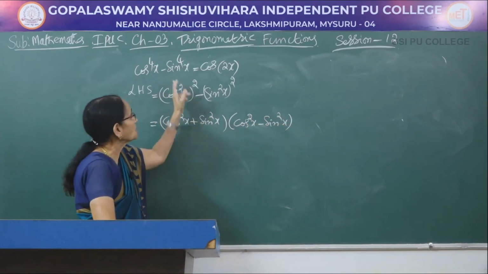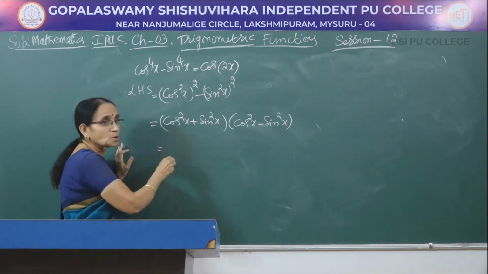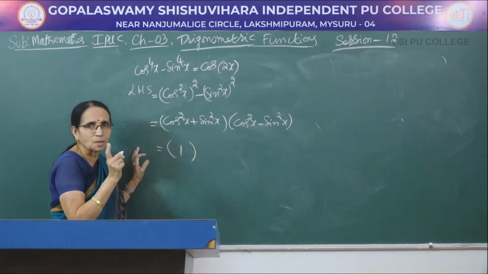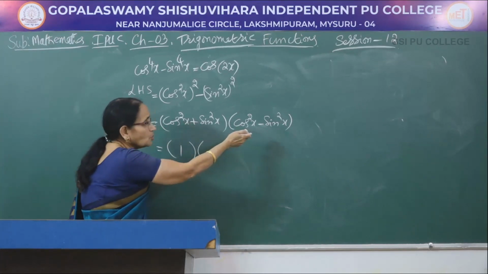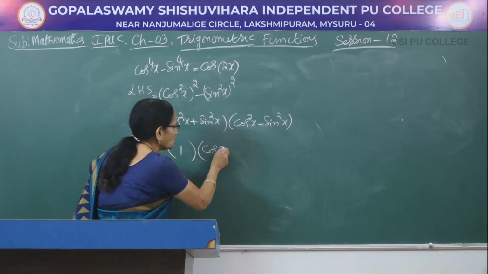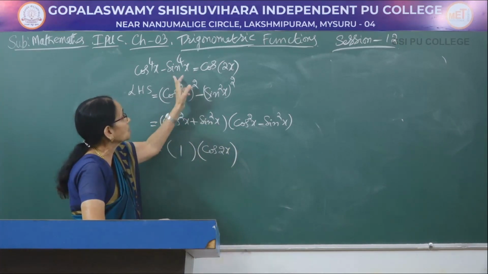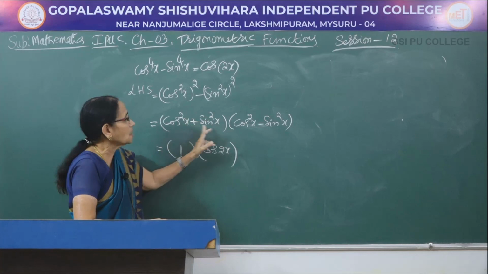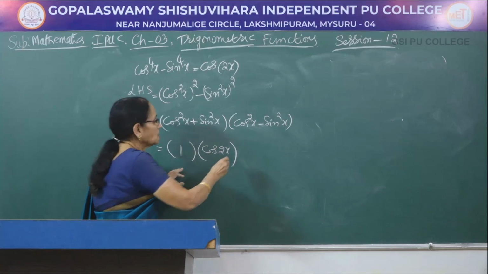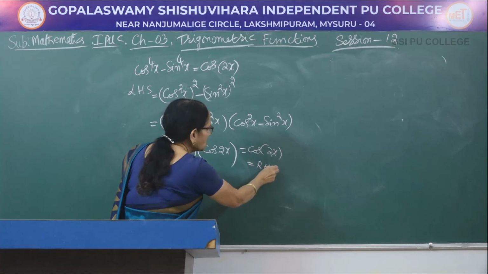See, we have just used the law of the indices, I am using the high school algebraic formula. Now, I am using the basic identity. What's the value of this one? Sin square theta plus cos square theta is 1, into, as we derived in the previous session, the multiple angle formula, cos of 2x. So, we are using so much knowledge here. First, we use the law of the indices, then the high school algebraic formula, the basic identity, the multiple angle formula. So, 1 into cos of 2x is cos of 2x, which is the right hand side.